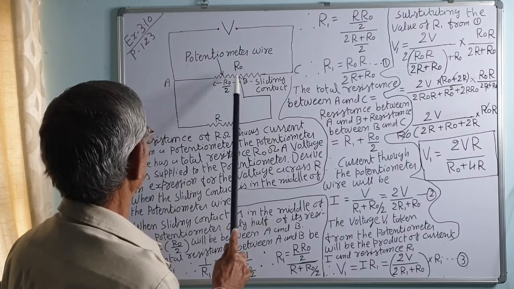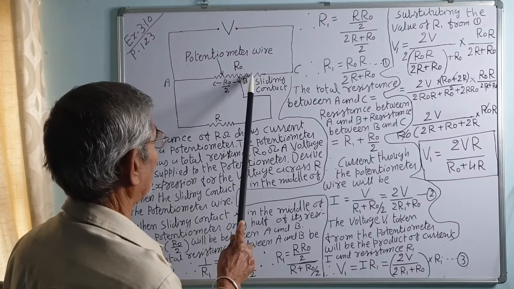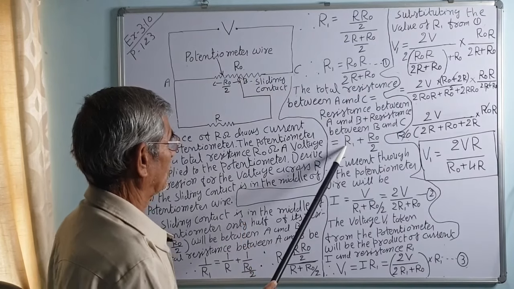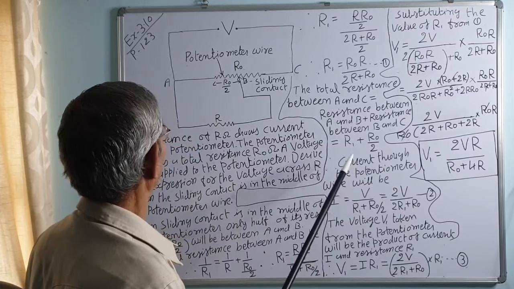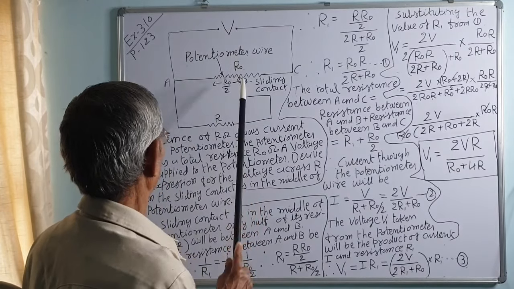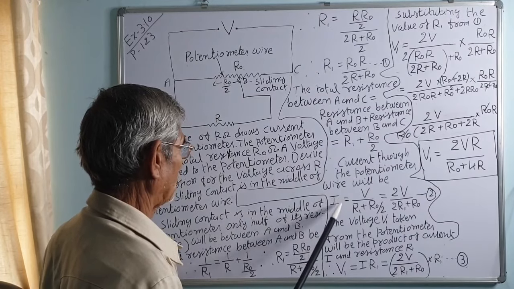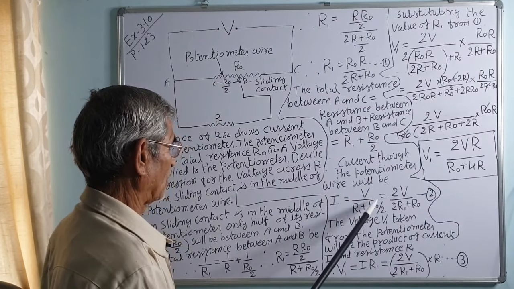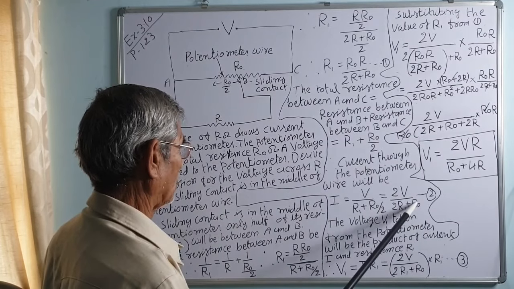Total resistance between A and C is equal to the equivalent resistance of R1 plus the remaining part, which is also half of R0, that is R0 by 2. That is R1 plus R0 by 2. Therefore, the current through the potentiometer wire will be equal to the potential applied upon the total resistance, that is R1 plus R0 by 2. So, current I is equal to V upon R1 plus R0 by 2, that is equal to 2V upon 2R1 plus R0.